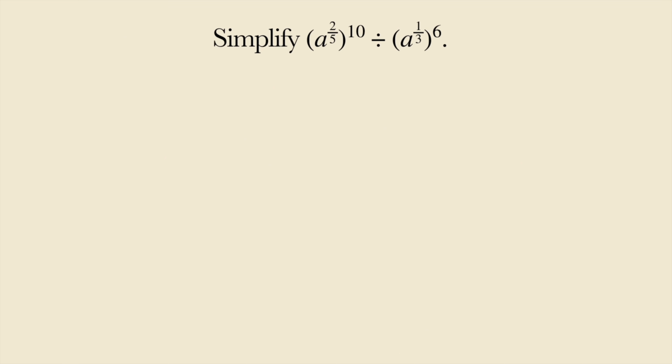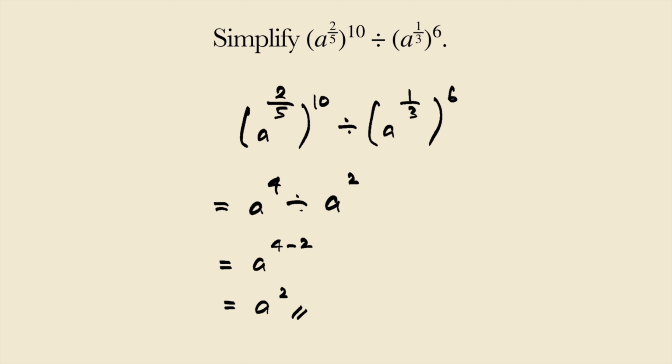Okay, when we are doing this, raised to the power of 10, we have to multiply the powers here. So even though it's a fraction, the principle is still the same. Well, we just take 2/5 times 10, which is positive 4. 1/3 times 6, which is positive 2. This, at this point in time, should be quite familiar to you. When we are dividing numbers with the same bases, we subtract the powers. So it's a to the power 4, 4 minus 2 gets a squared.